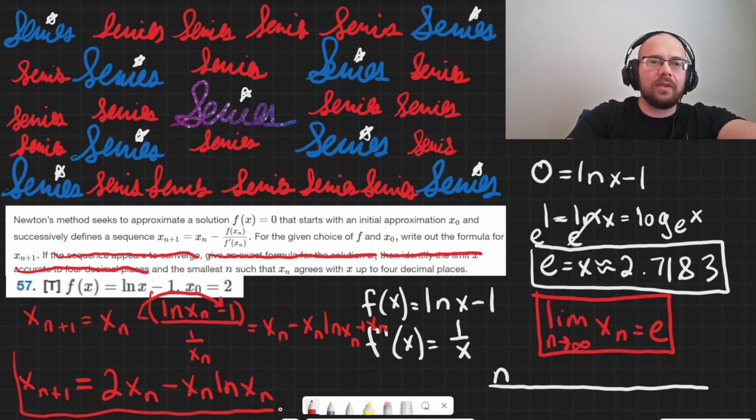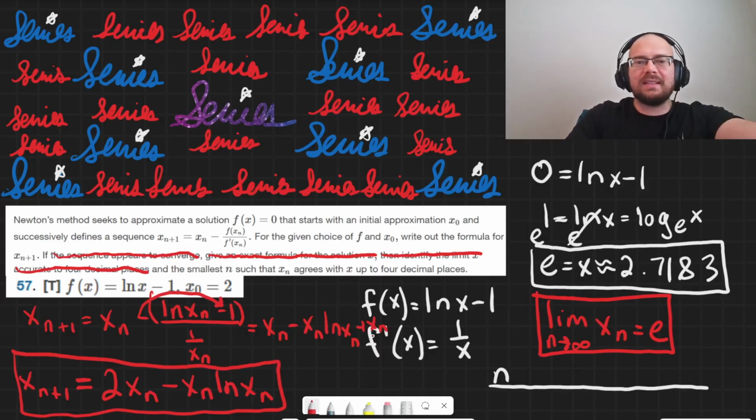And this would probably be what I would lock in, just because it definitely seemed like we could clean it up and make it look a lot nicer. So I would probably lock the nicer version in, write out the formula. So we got that checked off the list. The last thing to check off the list is the smallest n value such that x sub n agrees with x up to 4 decimal places.